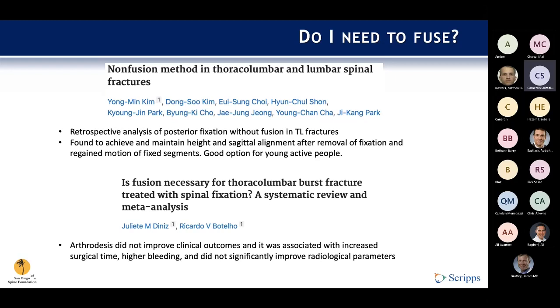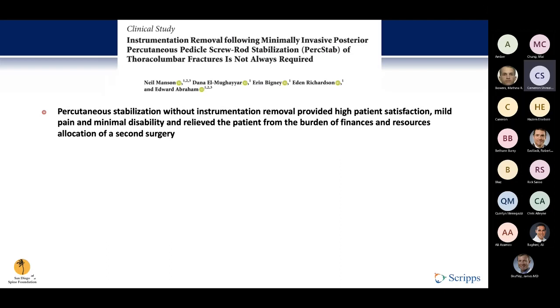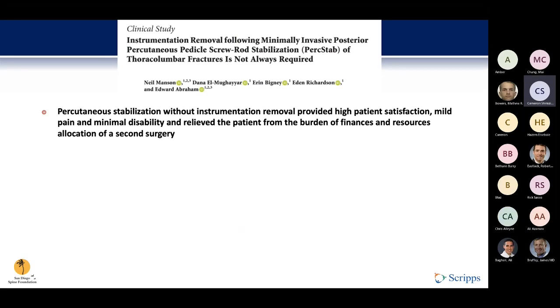So the question is, do you need to fuse? This study had 23 patients under the age of 40 managed with pedicle screw fixation, and they had their implants removed at about 10 months. Overall, fracture heights were maintained, and they had good functional outcomes. The second study was a systematic review, like we talked about earlier, showing that arthrodesis did not improve clinical outcomes, and it was associated with increased surgical time, higher bleeding, and did not significantly improve the radiographic parameters. But you still have to apply this in specific patients, and as we go to the newest recommendations, we'll hash those out.